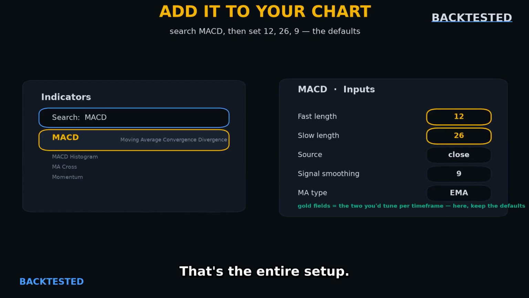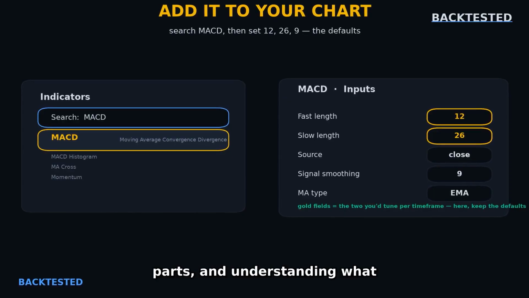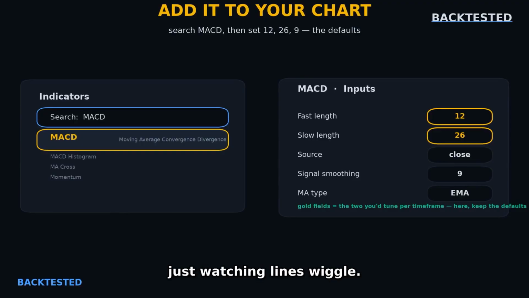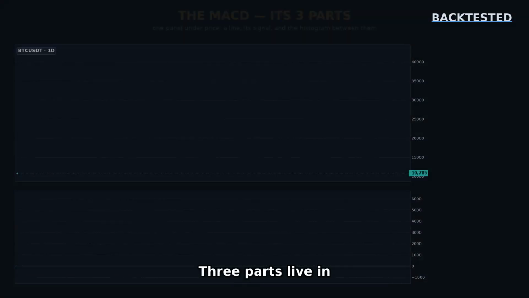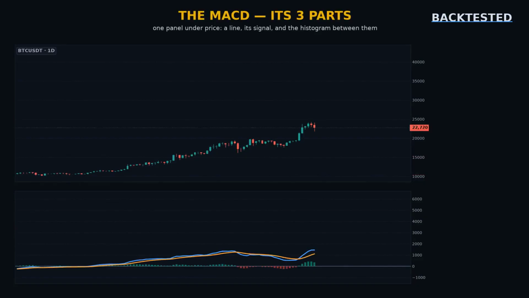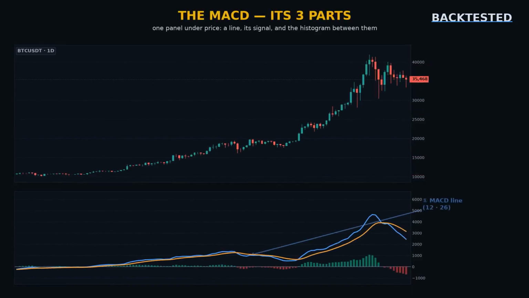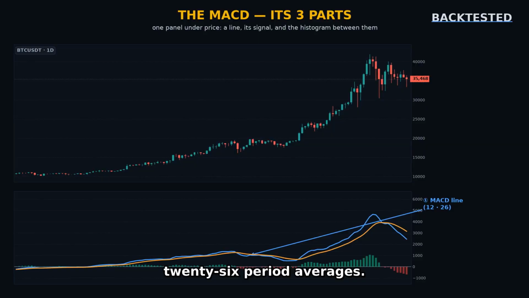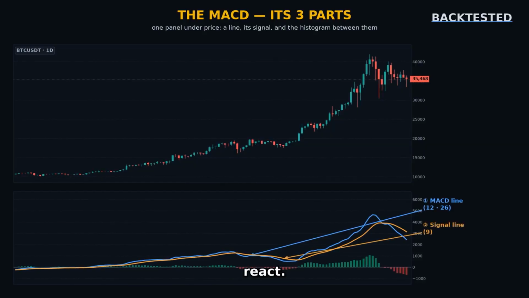That's the entire setup. Now look at that panel beneath price, because it contains three distinct parts, and understanding what each one is doing is the difference between reading the indicator and just watching lines wiggle. Three parts live in that panel. First, the MACD line, the faster line, built from the 12 and 26 period averages. It's the quickest to react.